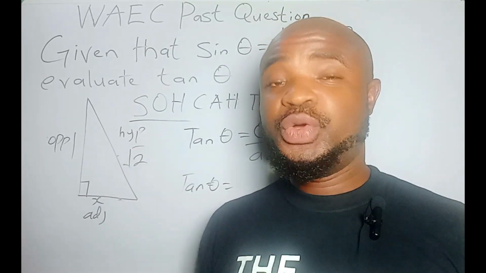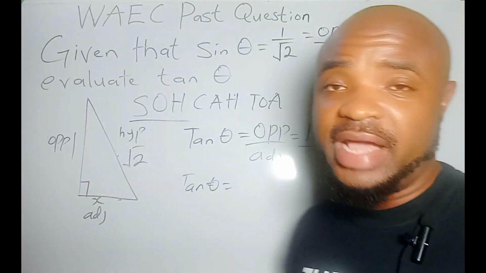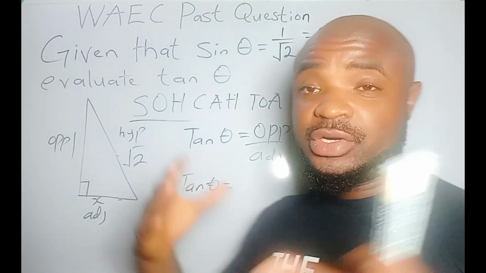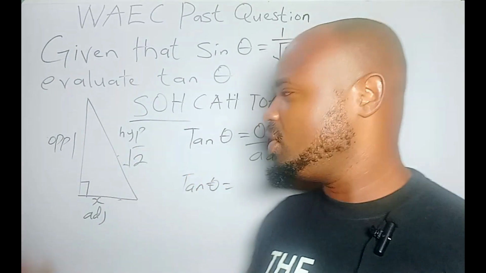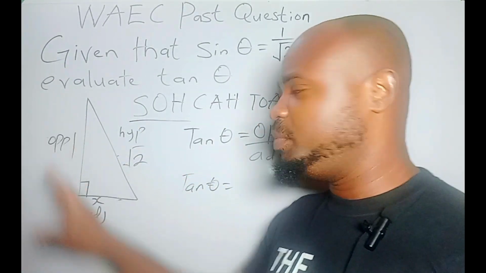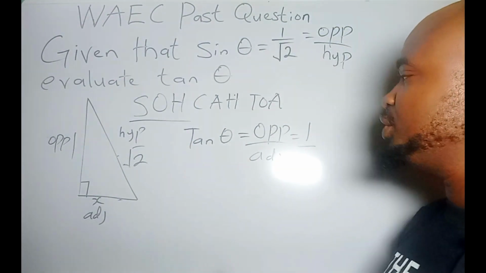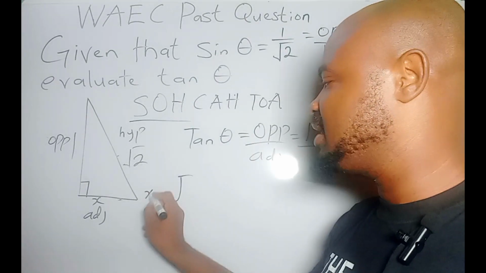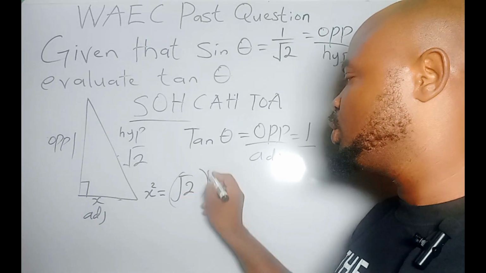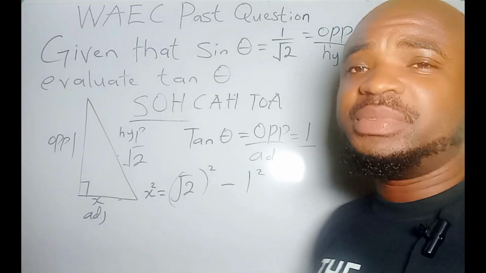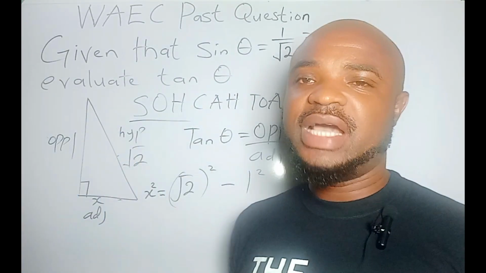So how do we find the value of the adjacent side? Very simple. We're going to use the Pythagorean theorem to get the value of x. Are you still following? Good. And what does the Pythagorean theorem state? It says that the square of the hypotenuse side is equal to the sum of the squares of the other two sides, which are the opposite and the adjacent side. So x squared, which is the adjacent side, equals root 2 squared minus 1 squared. I'm taking away the square of the opposite side from the square of the hypotenuse side. Are you following?